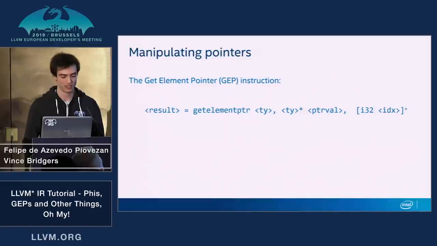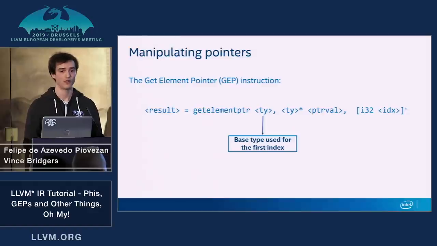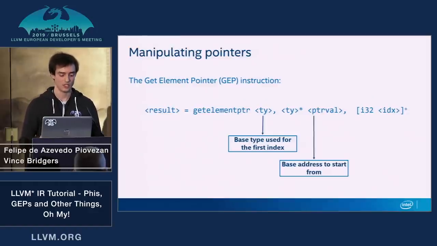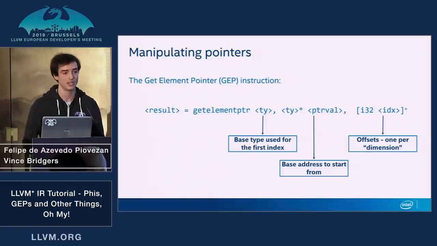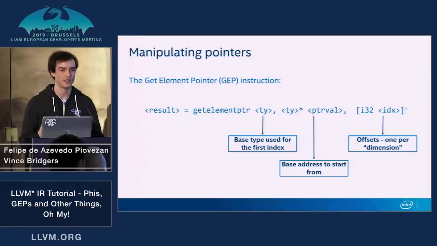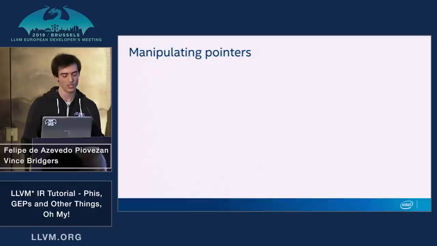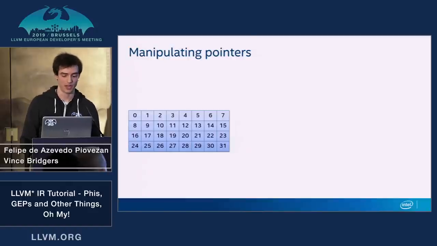The syntax for the get element pointer instruction, or just GEP, is you need to give it a base type for the first index of this GEP. You need to give it a base pointer where we're going to start our calculations from. And you need a sequence of offsets. And this is essentially one per aggregate type. It sounds a little bit confusing, but let's look at some concrete examples. Suppose you have a memory region with those values. And let's suppose you have a pointer pointing to that initial value. This is not a physical view of the memory, just a logical one.